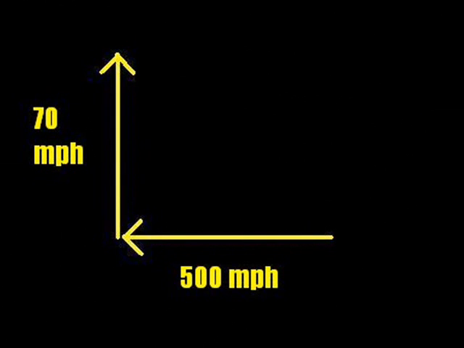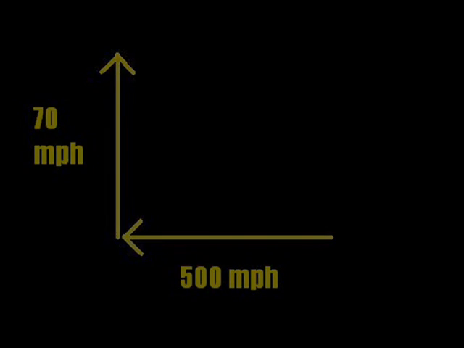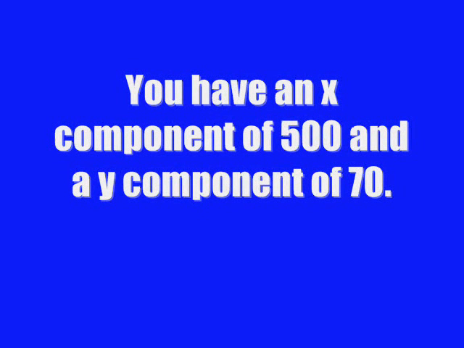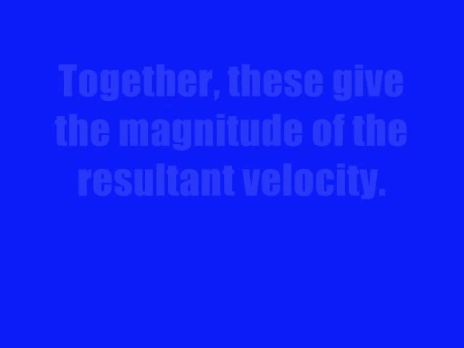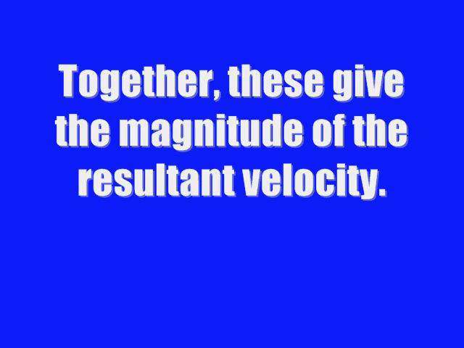Let's say that the velocity of the plane is 500 miles per hour west and the velocity of the wind is 70 miles per hour north. This means that you have an x component of 500 and a y component of 70. Each of these should be squared and added together, and then the square root of that answer should be taken. This will give you the magnitude of the resultant vector's velocity. In this case, the resultant vector is moving at 504.876 miles per hour.